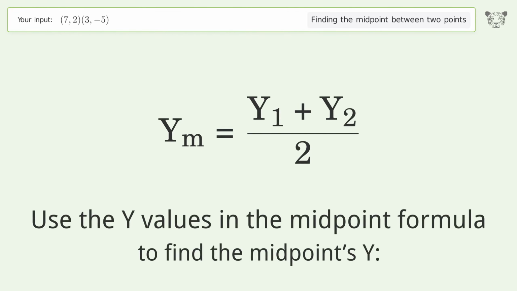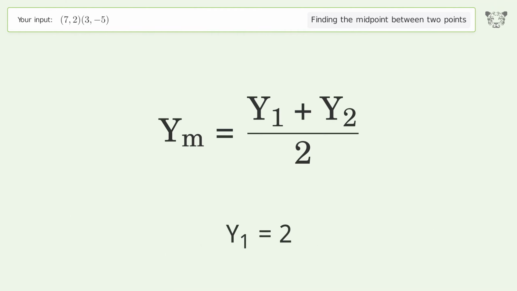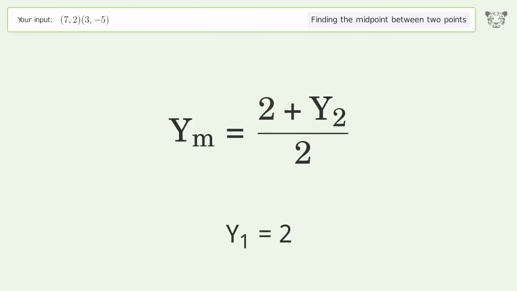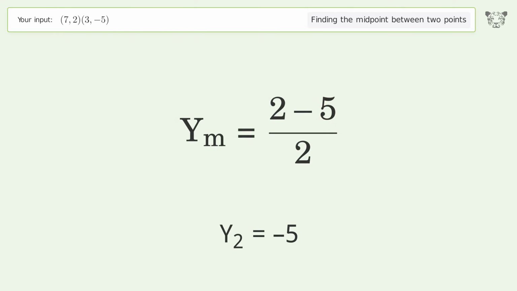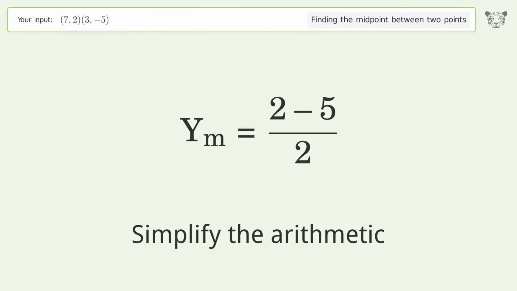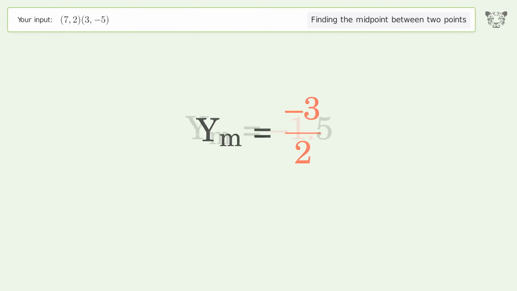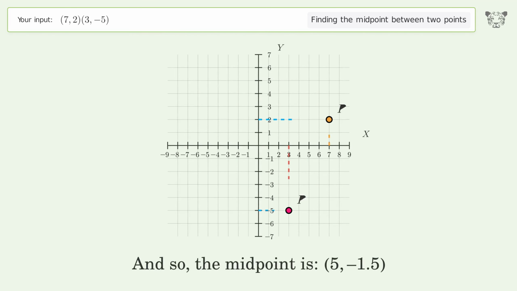Use the y values in the midpoint formula to find the midpoint's y. y1 equals 2. y2 equals negative 5. Simplify the arithmetic. And so, the midpoint is 5, negative 1.5.